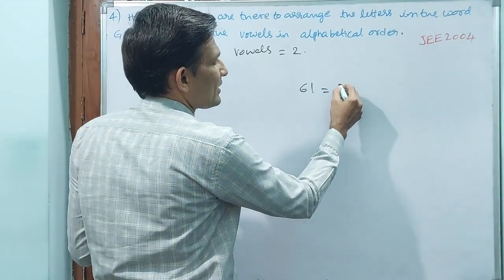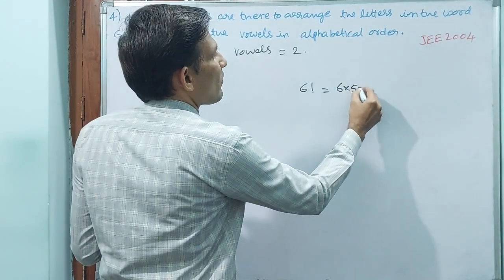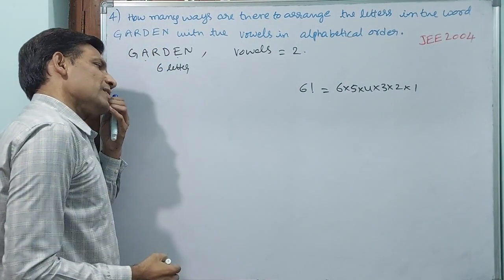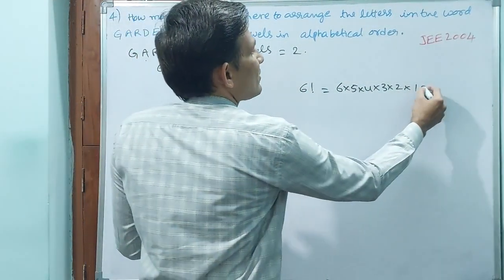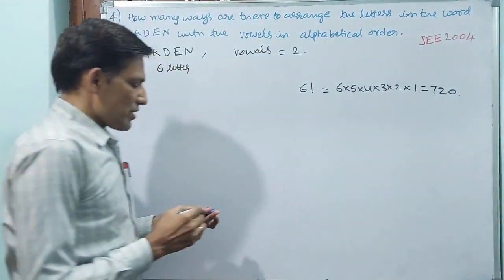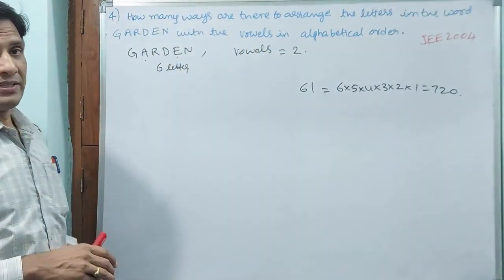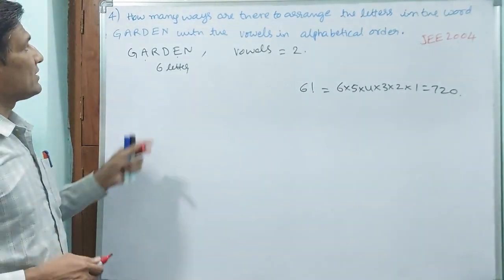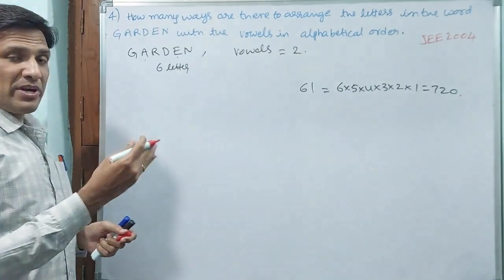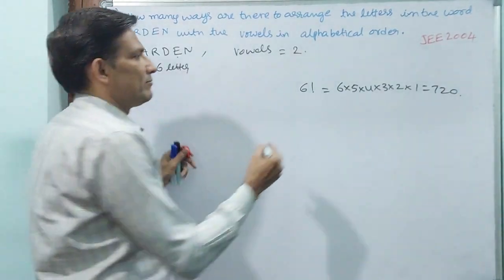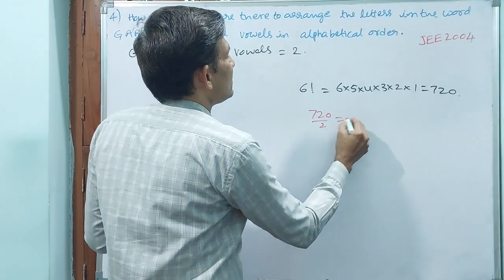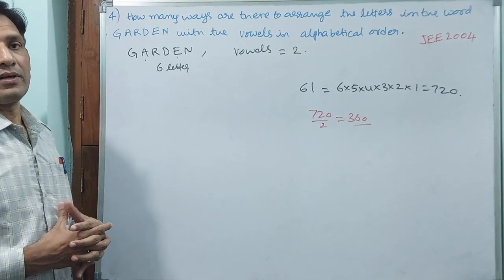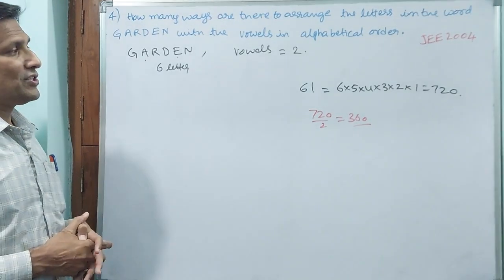6 factorial means what? 6 into 5 into 4 into 3 into 2 into 1. Okay? 120 into 6, 720. 720 ways you can make this. But the restriction is, 2 vowels are also there. Okay? See, for the 2 vowel combination, what you have to do? You have to divide. 720 divided by 2, that is equal to 360. In 360 ways, you can make it.